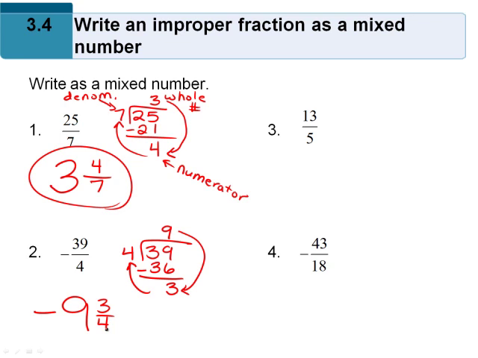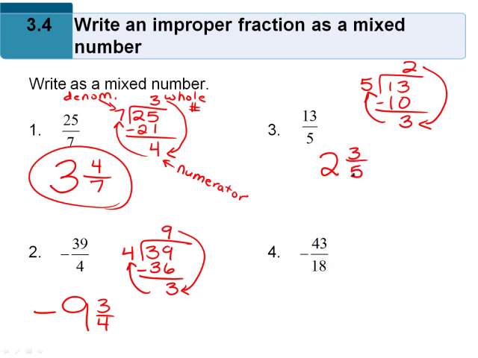Okay? All right, 13 over 5. So we're going to divide here. 13 divided by 5. Let's see, 5 will go into 13 2 times. That's 10, and that leaves 3. So start at the top and work your way around. That would be 2 and 3/5.